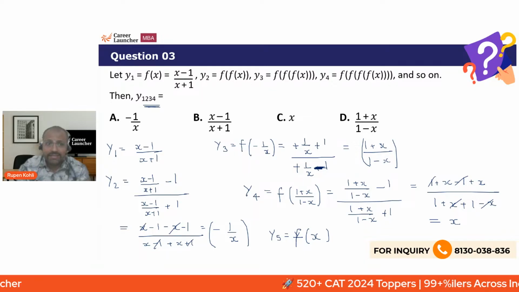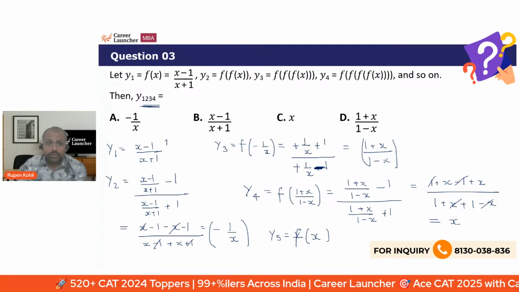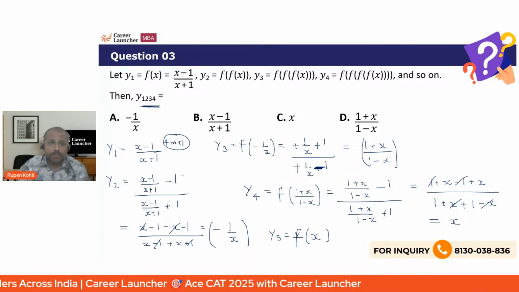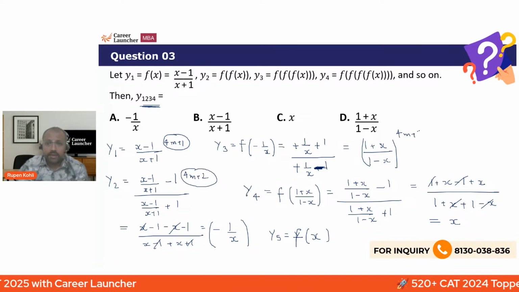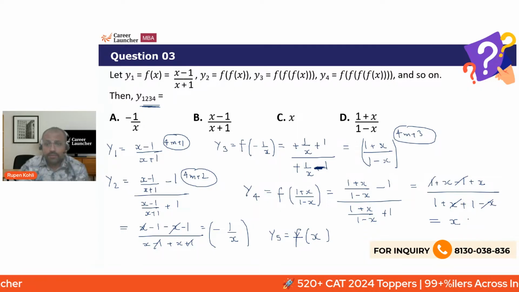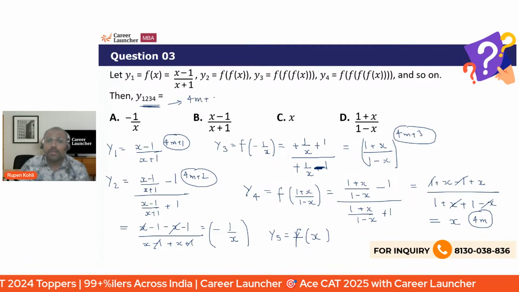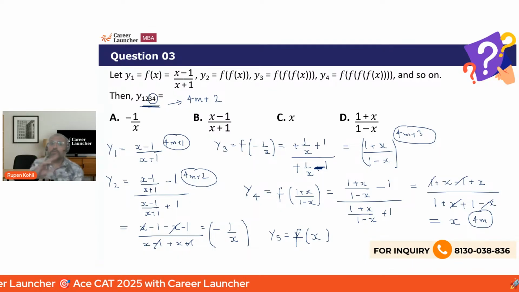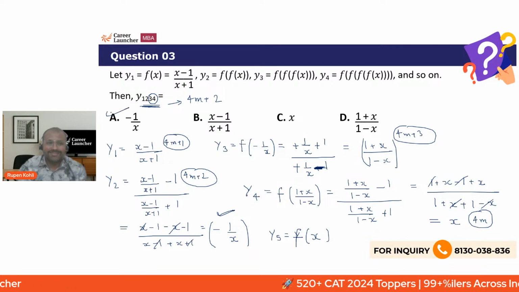So you need to divide this value by 4, because whenever you have a value which is a multiple of 4 plus 1, you'll get Y1. Whenever your number over here is a multiple of 4 plus 2, you will have Y2. Multiple of 4 plus 3, you will have y3, and multiple of 4, you will have this y4, which is simply x. So this 1234 is a number which is a multiple of 4 plus 2, because we always check the last two digits. 34 is a multiple of 4, 32 plus 2. So yes, what is the value? Minus 1 by x.